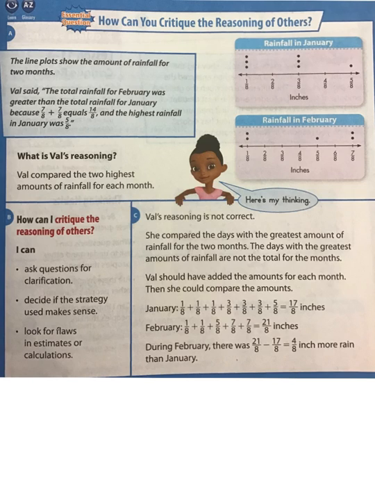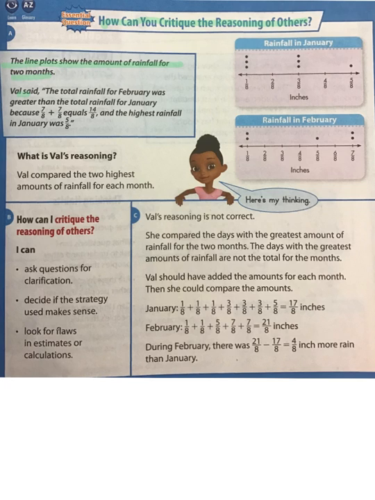Today, we are going to learn how you can critique the reasoning of others. In other words, we're going to learn whether or not a person is correct if they make a statement about a line plot. The line plot shows the amount of rainfall for 2 months.